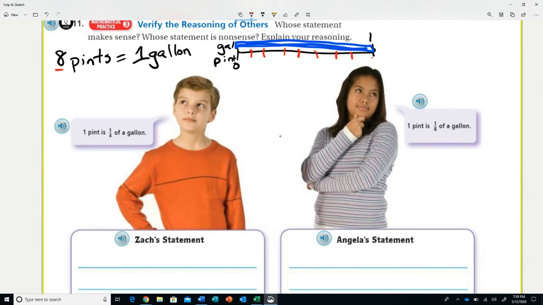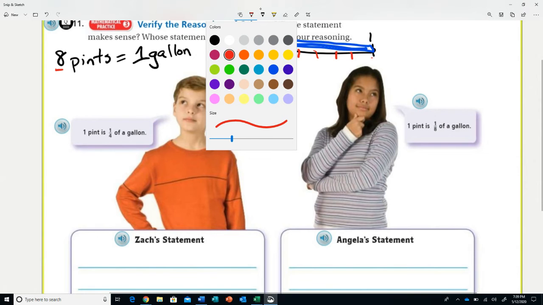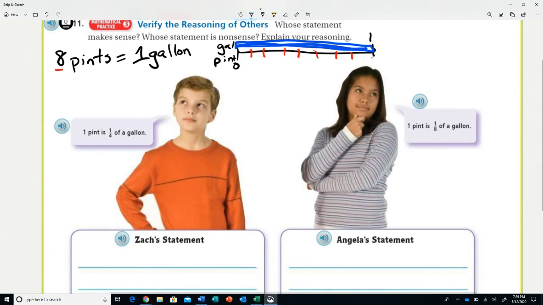So just imagine they were perfectly spaced. So 1/4 of a gallon, let's do his in a light blue here. 1/4 of a gallon would actually be here. This is Zach. Now, that is not a pint. Each red line indicates 1 pint. So if I'm looking for 1 pint, that is not 1/4 of a gallon.